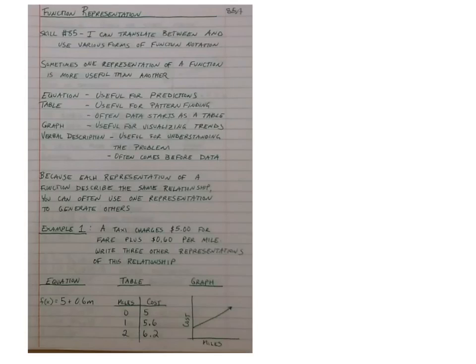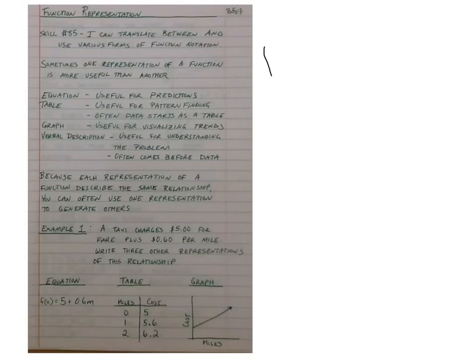All right, we'll begin our notes on page 85A. Sometimes it's important or useful to represent a function in more than one way. Each way of representing the function has its benefits and pitfalls. I've listed a couple benefits for each of the four forms. An equation is useful for predictions.